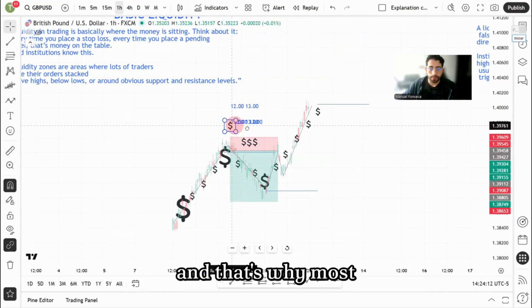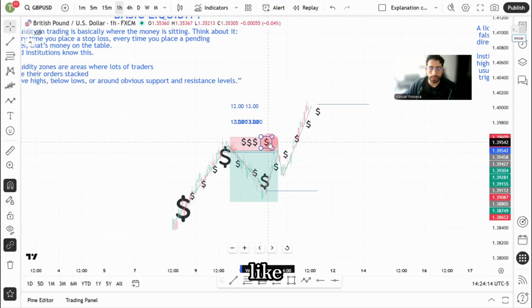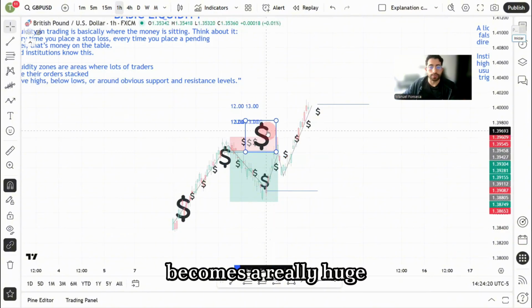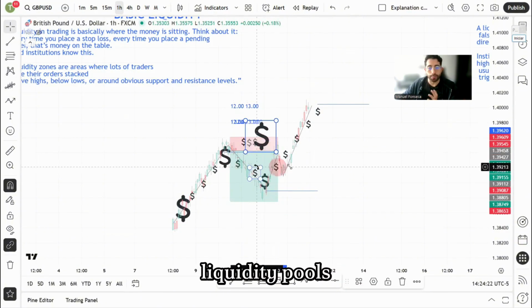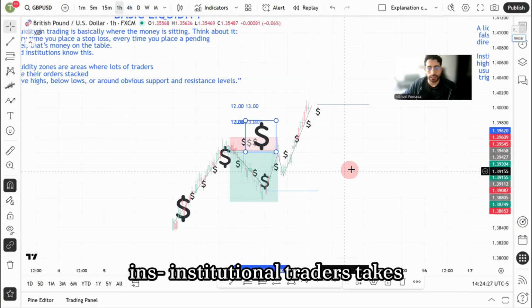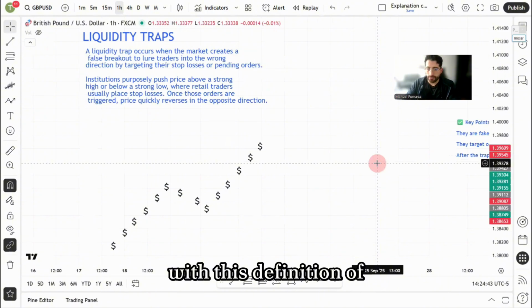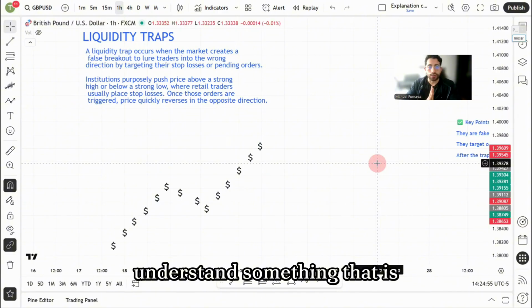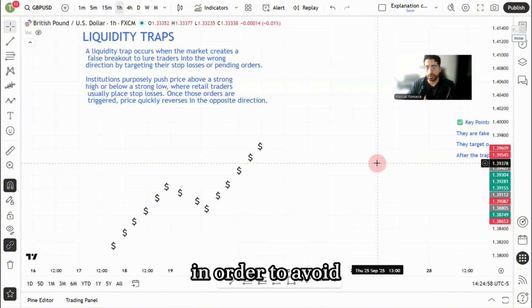And that's why most of these areas that are just simple resistance zones, after a matter of hours, become really huge liquidity pools, right? Where the institutional traders take our money. Right, now with this definition of liquidity, and we already know that with the highs and the lows is where most of the liquidity is accumulated, we just need to understand something that is called liquidity traps, of course, in order to avoid them. Now, liquidity traps, let's see the definition.